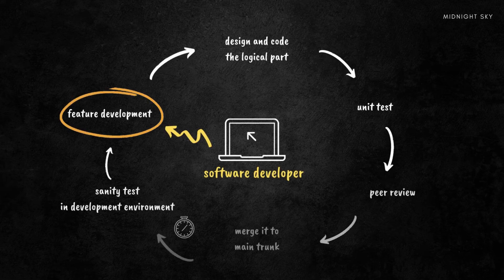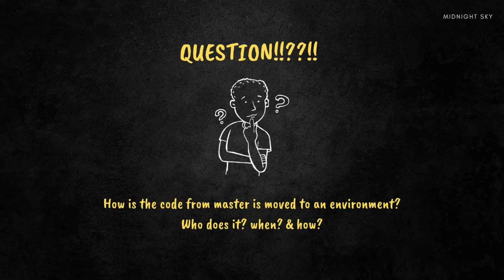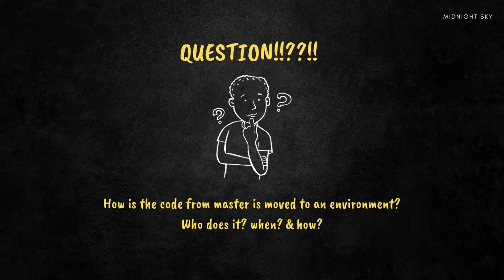As a software engineer, I contribute in features development. As part of it, I do the design, code the logical part, write unit test, get it reviewed and merge to master. After some time, I go to the development environment and do sanity test and complete the feature. But I always wonder what happens after I merge the code.